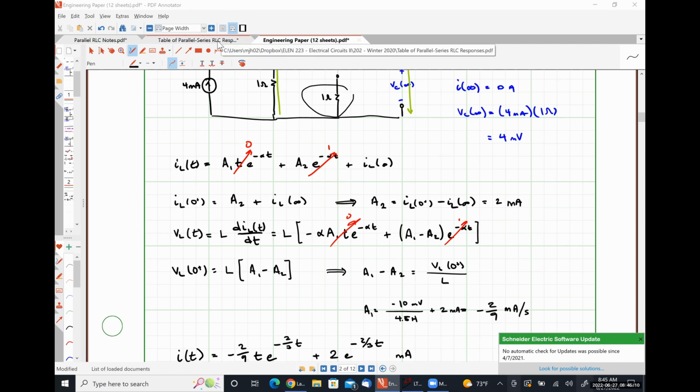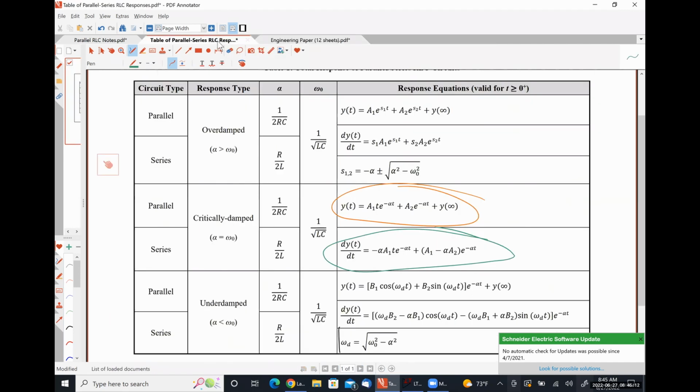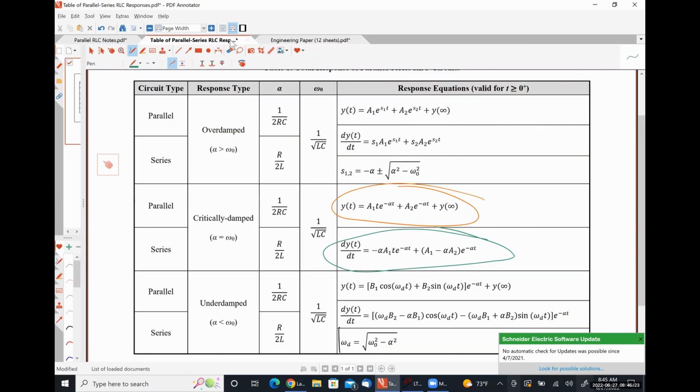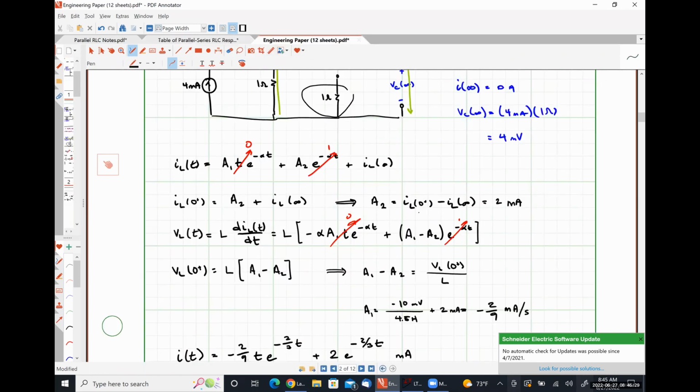And make sure I used the correct expression here. Negative alpha A1 t e to the minus alpha t. I see the mistake. It should be A1 minus alpha A2. Okay, great. Found the error.